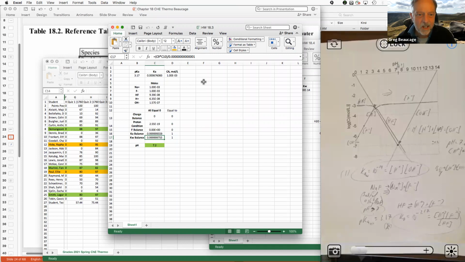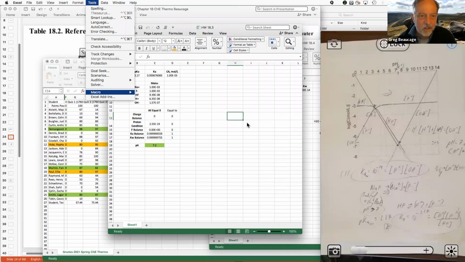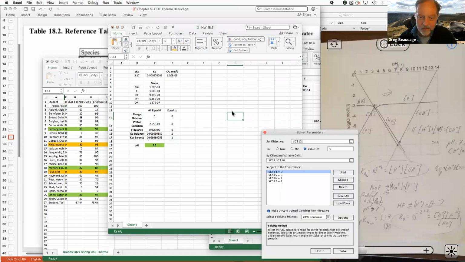And then if you set up the equations right, so you don't use the charge balance, then you just do a solver routine. And you say, give me the value. Right. So we got it graphically pretty well, like 7.2. And then solver can have multiple constraints. The C13 is, oh, it's still using the charge balance. Well, you don't have to use the charge balance, it's redundant, but I guess I used it, but you don't need that. And then C14 is the proton condition.